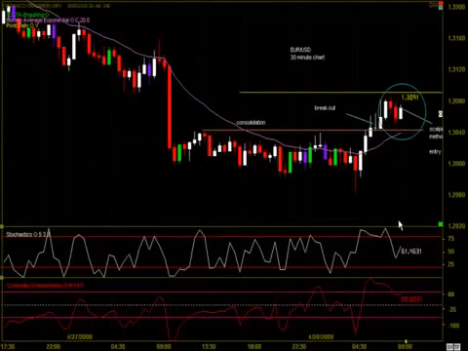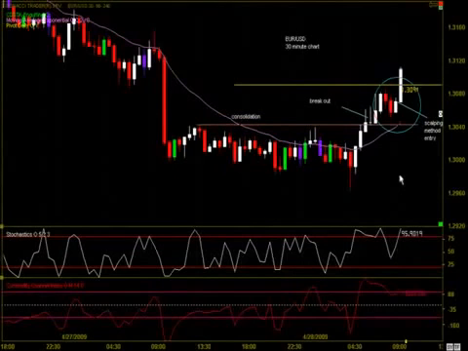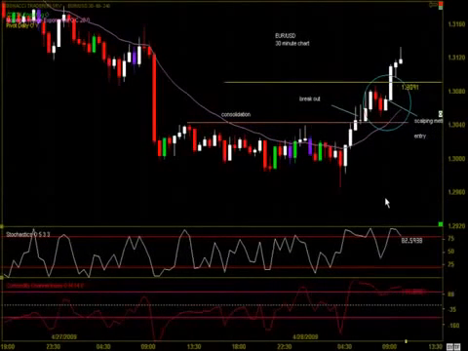Here's my entry. Remember, I get a breakout of this consolidation range. I get this pullback. That's where we use the Tech 1. We use the Tech 1 in 2 different locations. This is the second location, and that's our payoff. And of course, price continues to trend.